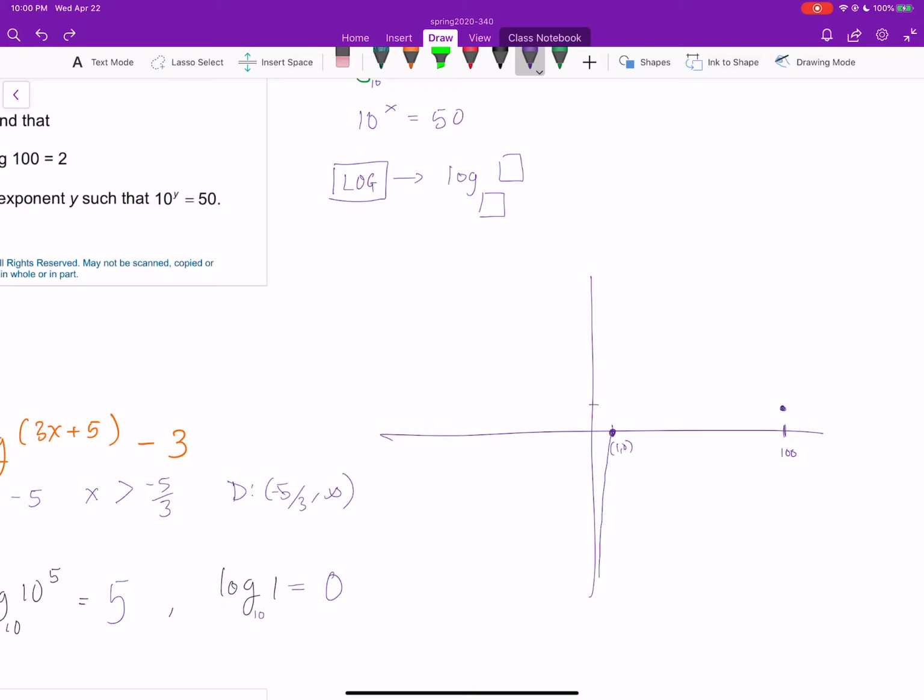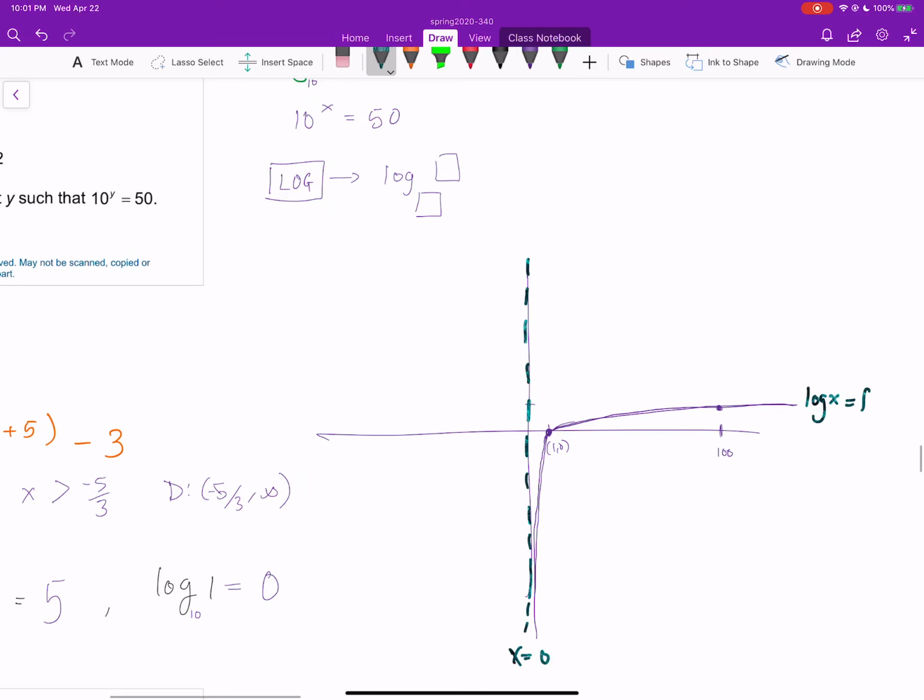It's going to look like something like this. And then it's going to flatten out, so it's kind of close to the x-axis. And don't forget, you get your vertical asymptote at x equals 0. So this is log x equal to f of x. And clearly, we could do transformations about it. So as long as you see a log without the base, know that it's in base 10, and that's what we call the common log.